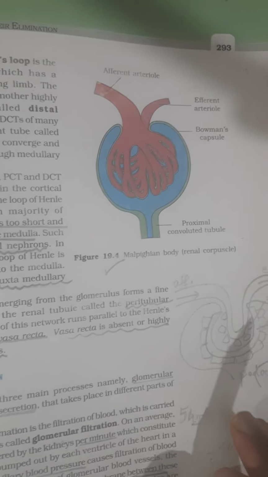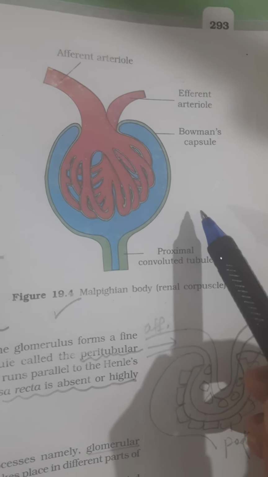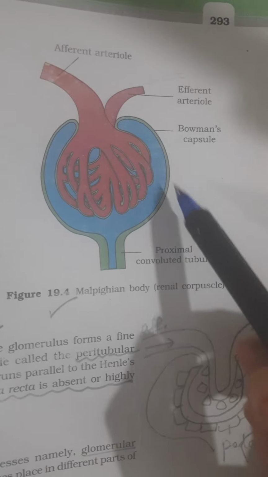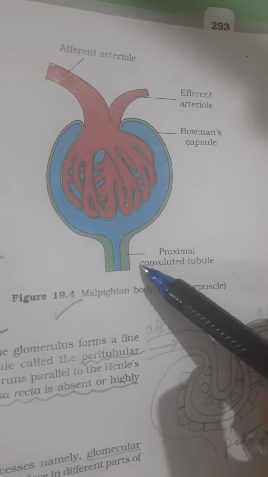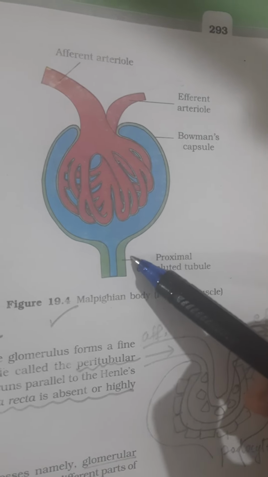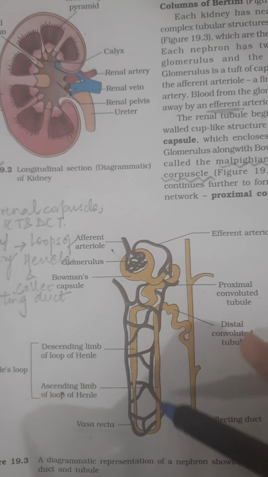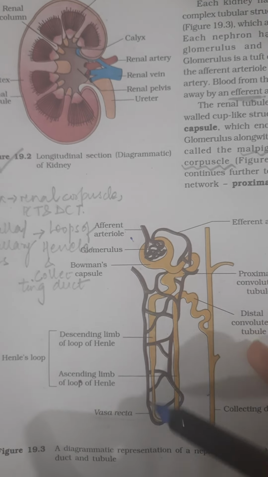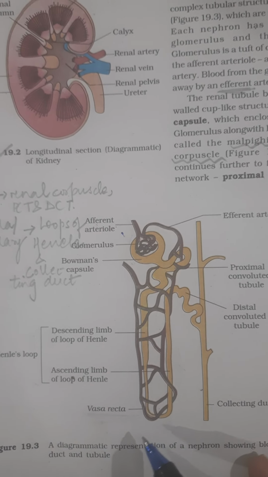Next, let us look at the structure of Malpighian body. What is Malpighian body? It is together, you can say this glomerulus plus the Bowman's capsule together is referred to as the Malpighian body. Now, here in this diagram, we can see a collection of capillaries which are running parallel to this loop of Henle. This is referred to as vasa recta.